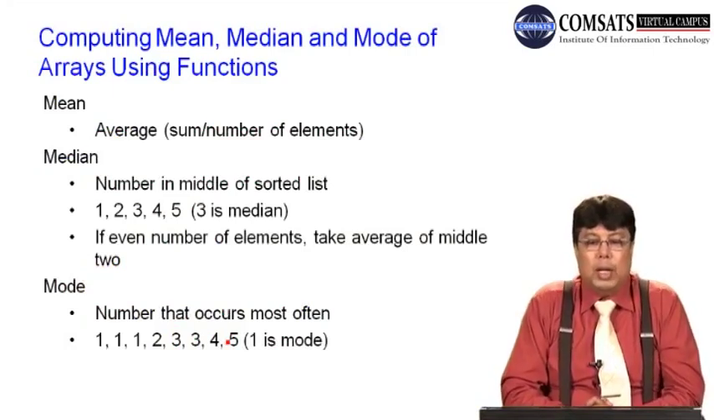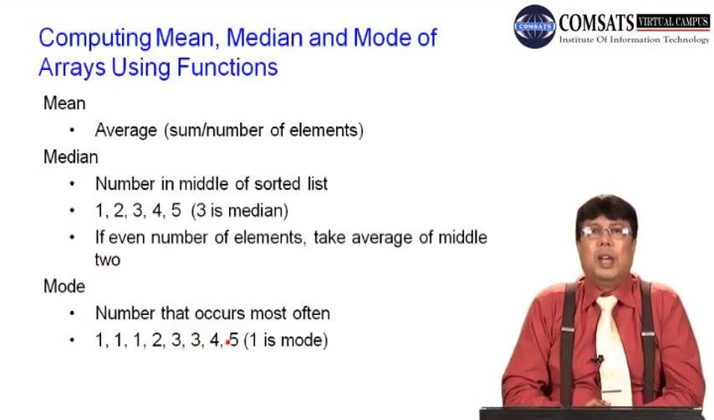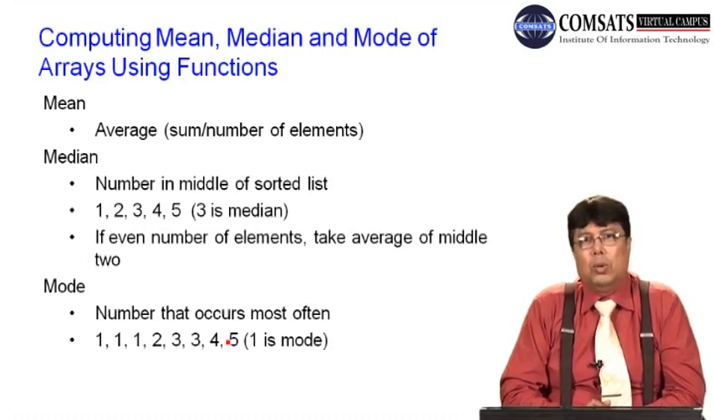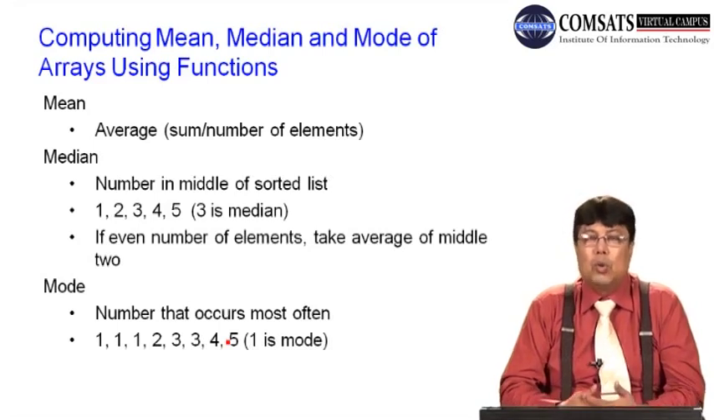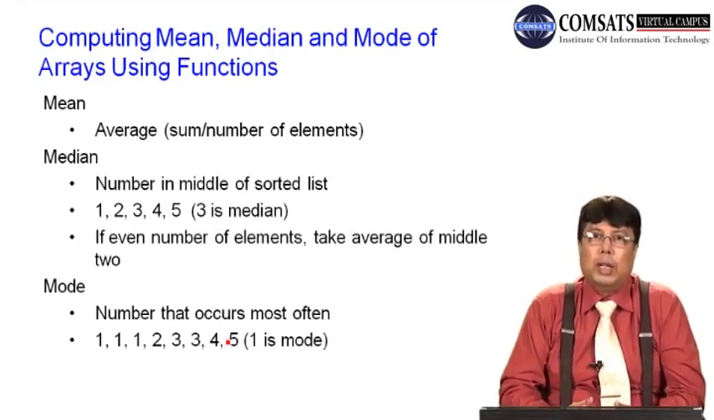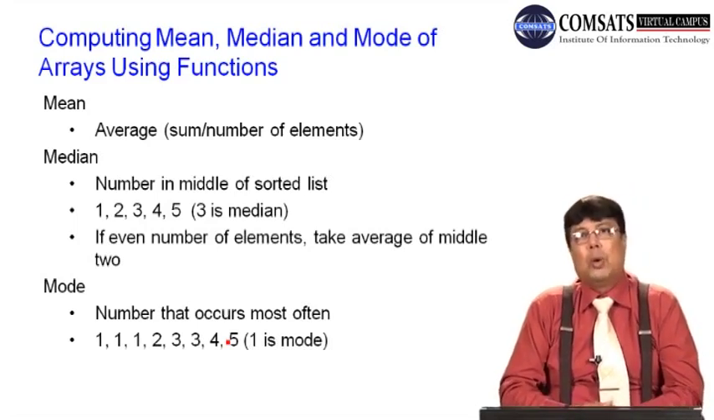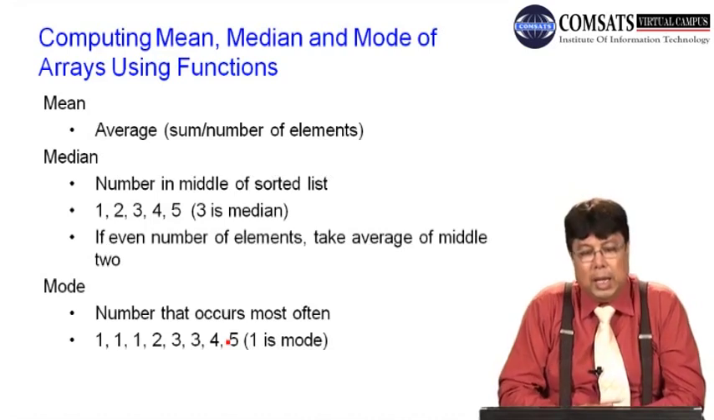So there are a few more examples that we can run. For example, we can compute mean, median and mode of the array using functions. I know you have the concept, therefore I'm going very quickly through it. What is mean? Mean is basically the average. Average is the total sum divided by the total number of elements. So we can compute average, and in statistics we also call average the mean.